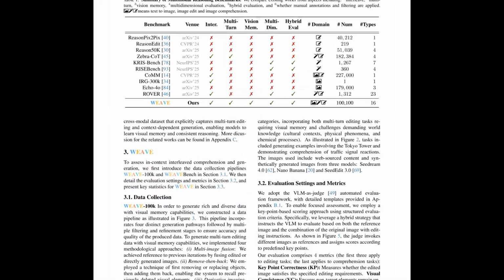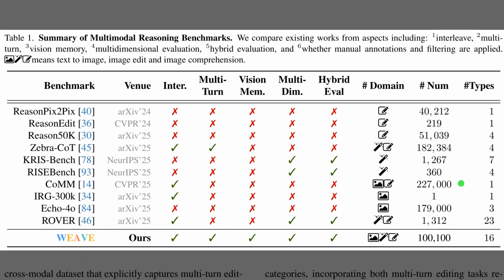So Table 1 sets the stage by contrasting existing multimodal benchmarks with the capabilities needed for context-dependent editing and creation. Hybrid evaluation means the judge scores an image both against a target picture and against the original image paired with the instruction. Most prior suites miss multi-turn interaction and visual memory, which are central for iterative workflows. The bottom row shows full coverage across interleave, multi-turn, visual memory, multidimensional scoring, and hybrid evaluation. The table also notes that the suite spans 16 task types.